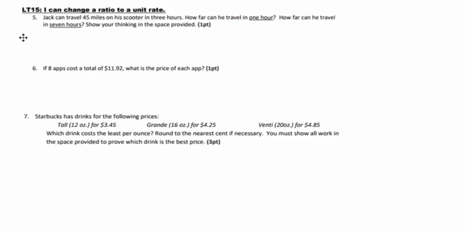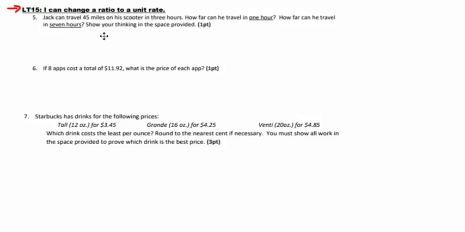All right. Learning target 15. This is the unit rate. So you're going to have to set up a ratio. Guys, when you look at your test, always look at the learning target first. That's going to give you a clue as to what you're doing. All right. Jack can travel 45 miles on his scooter in 3 hours. So how far can he travel in 1 hour? And how far can he travel in 7 hours?